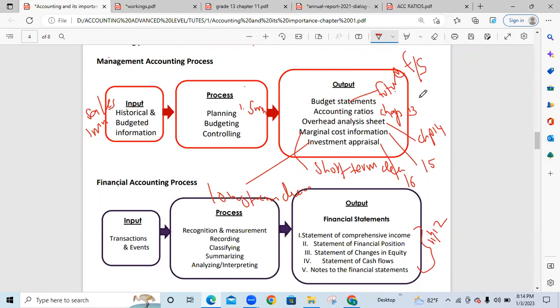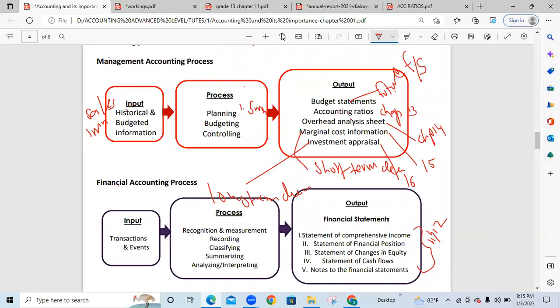Overhead analysis, how to write? They calculate the overhead per unit. For one unit, how much is the overhead? They will calculate for one unit what the overhead cost is. Marginal costing, short-term decision making by the managers. Investment appraisal, long-term decision making.